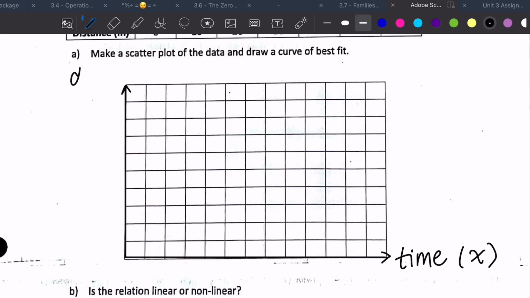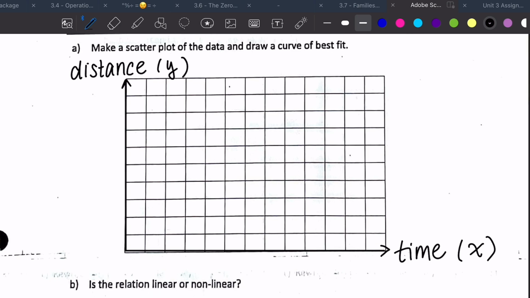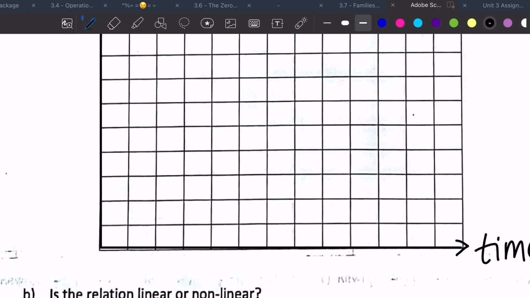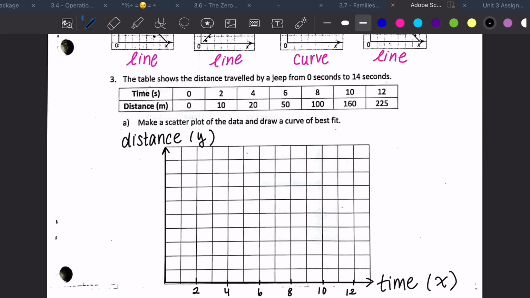Whereas distance, right? That is dependent on time. How far we go is dependent on how long we're driving for, right? So that one will be the dependent, or the y-axis. So time, independent; distance, dependent. And I'm going to have to make a scale now. I think I'll do 2s for my time: 2, 4, 6, 8, 10, and 12. That's everything I need.